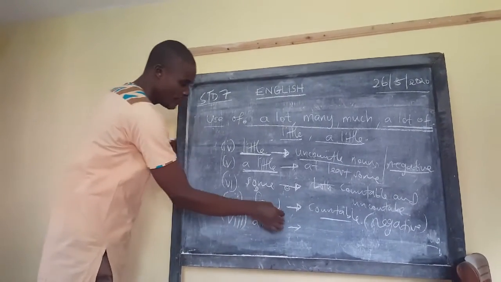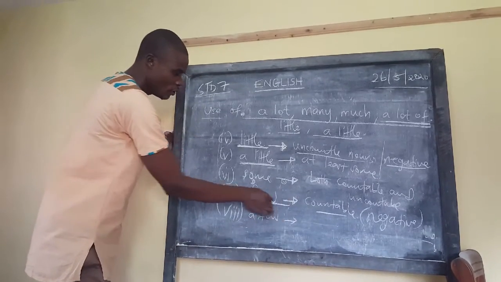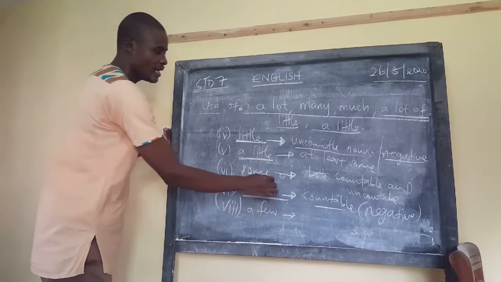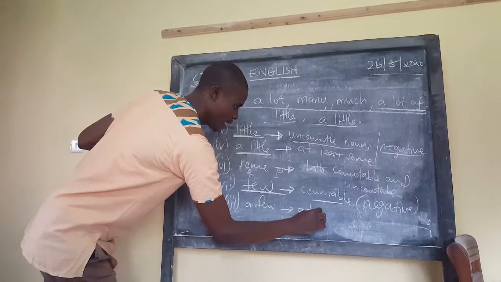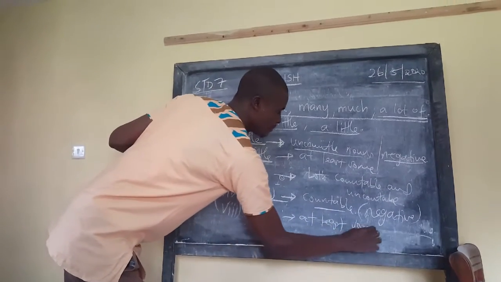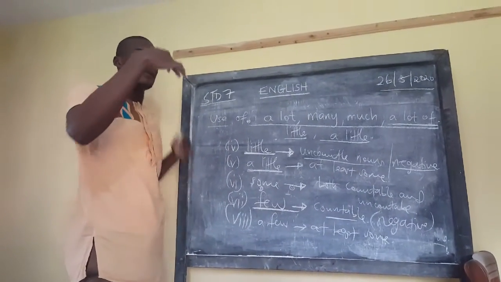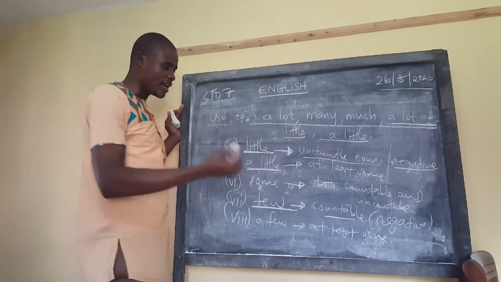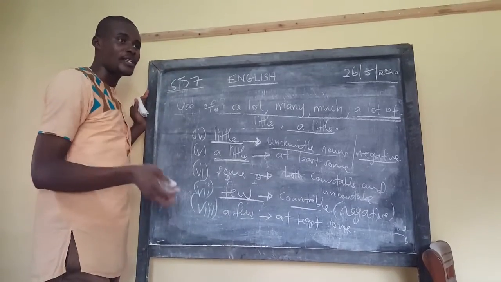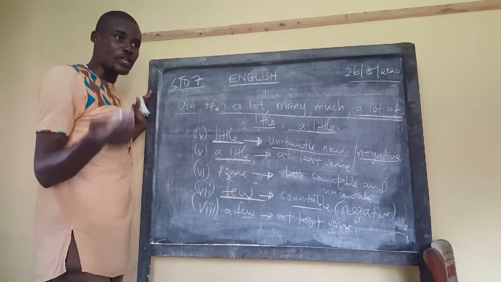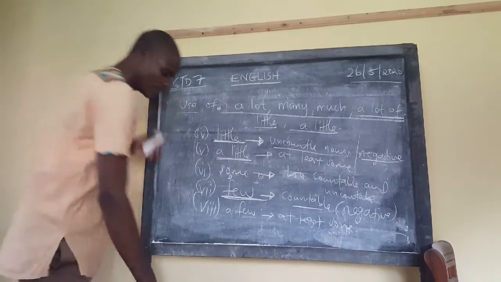If you ever meet this word in your work, know very quickly that it entails a negative statement. So a few means at least some are there. "There are a few boys in class" means you can count them, maybe 3 and above. It's a bigger number. Even if there are 2, we talk of a few. But in case there's no boy in class or there is one boy, you can say "there are few boys in class."